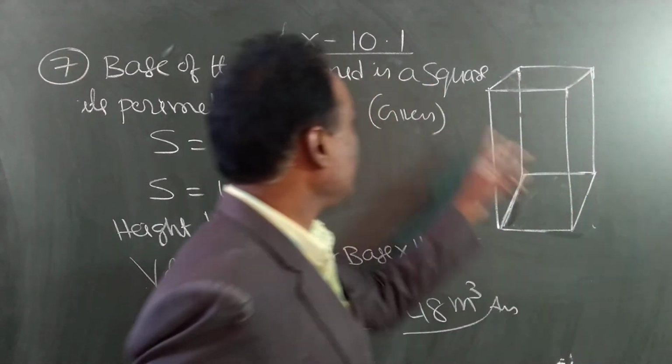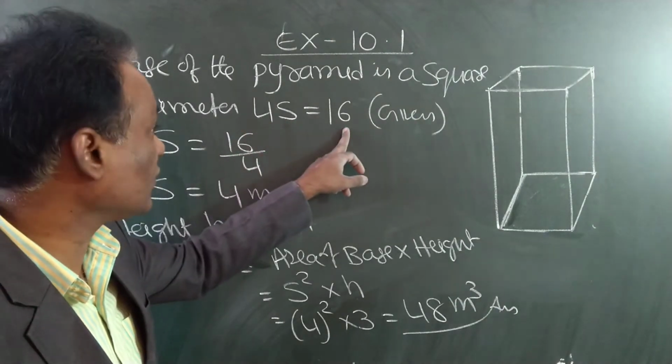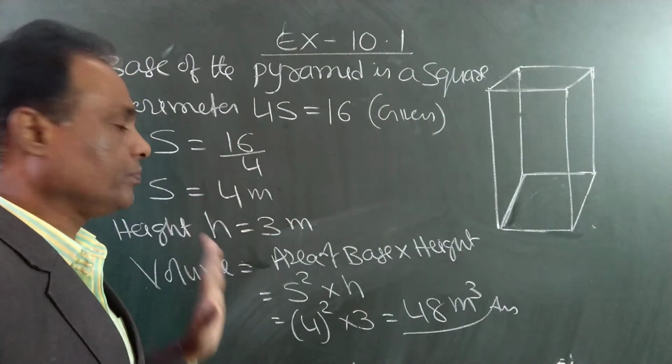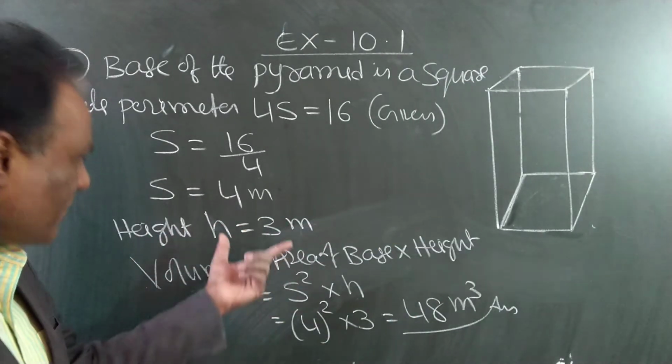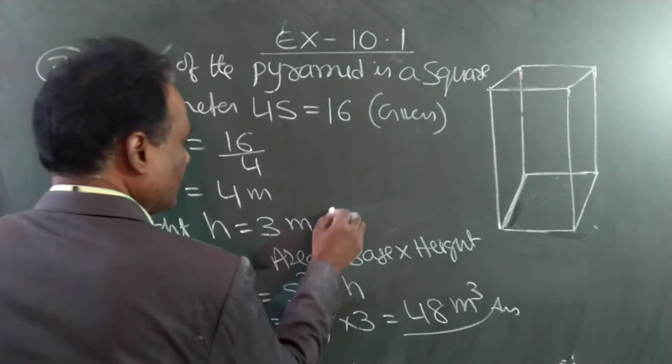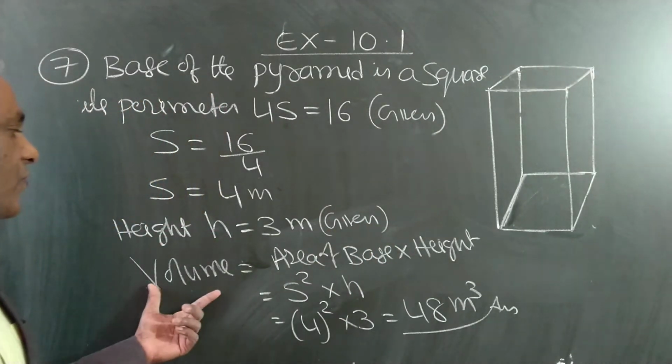Base of the pyramid is a square. Perimeter of the square is 4 into side. It is given as 16. 16 by 4 is 4. We got side 4. Height already given in the problem. Don't confuse with this. This is also given. So what is the volume formula?